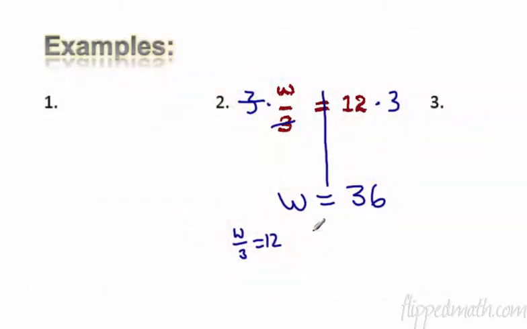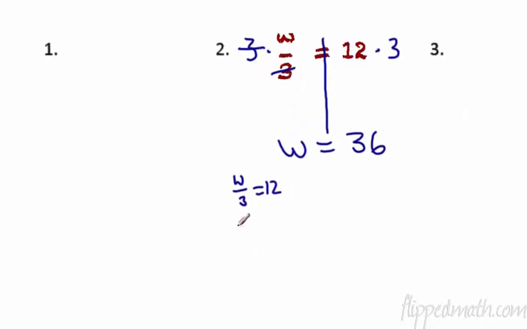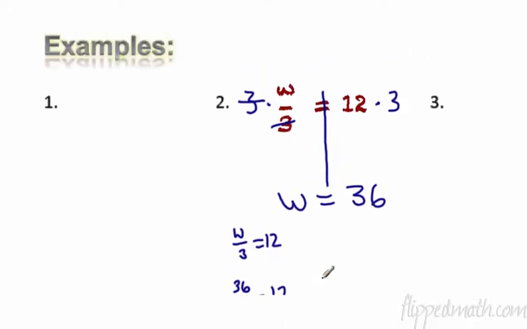Plug the answer into the variable. So we have W divided by 3 equals 12. So here we're going to have 36 divided by 3 equals 12. And then you figure it out. Does that actually work? So 36 divided by 3, what is that? Use your fingers, use your toes, Mr. Sullivan. All right, there you go. 12 equals 12. So we know that check works.